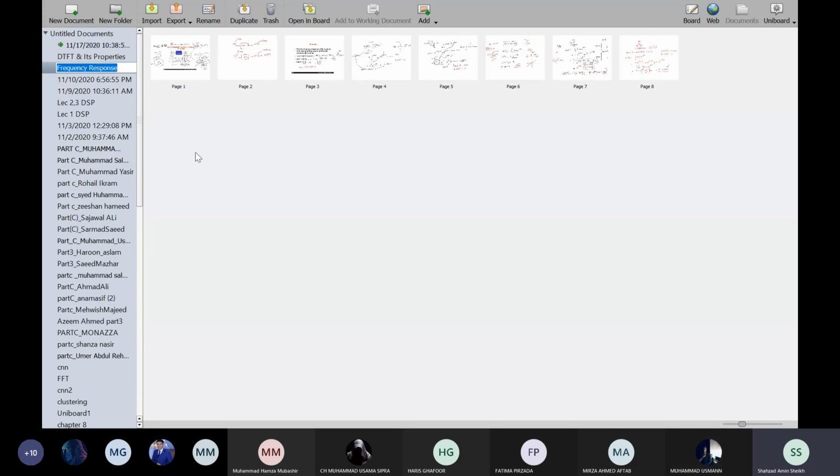चलें, ग्रेट। ओके जी, लास्ट टाइम हम लोग देख रहे थे फ्रीक्वेंसी रिस्पांस ऑफ द सिस्टम। So any volunteer who can tell me how we can get the frequency response of the system? Any volunteer? No one? Sir, by taking discrete time Fourier transform of impulse response.